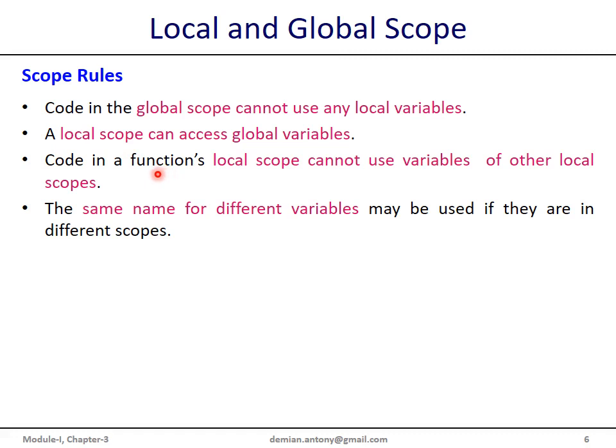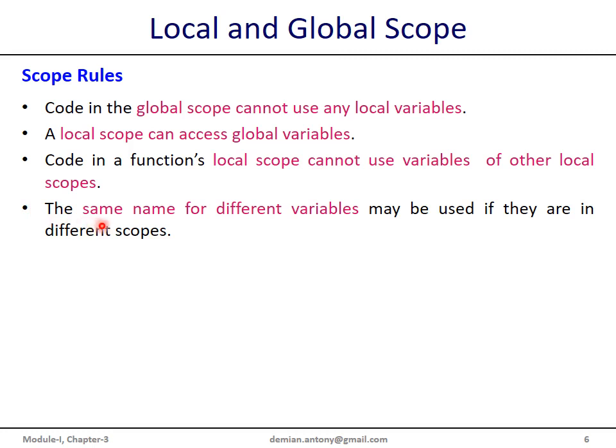And third is that the function's local scope cannot use the local variables of other local scopes, because a variable defined or a parameter that is found in the function header is accessible only within the function, not outside. Thus, the variables which are defined in a function are inaccessible in other functions.